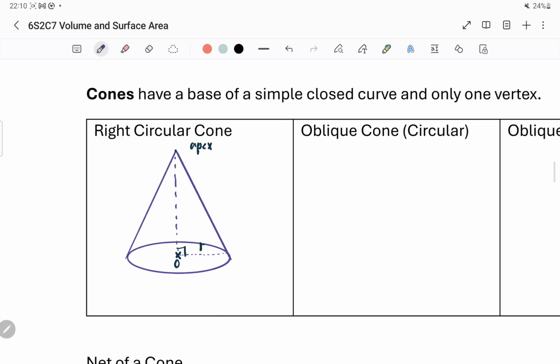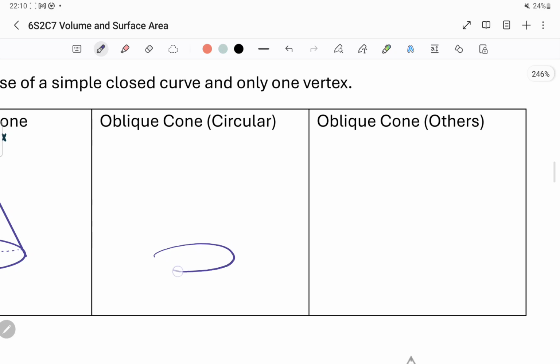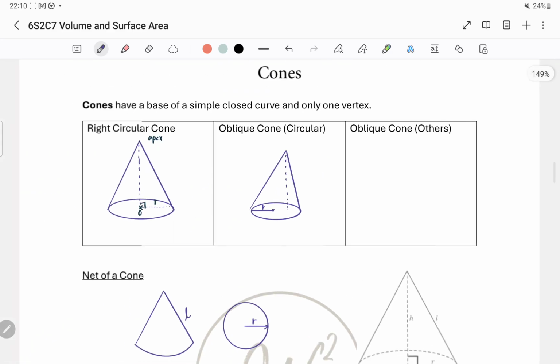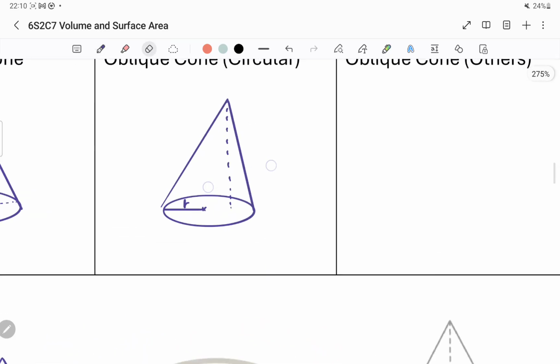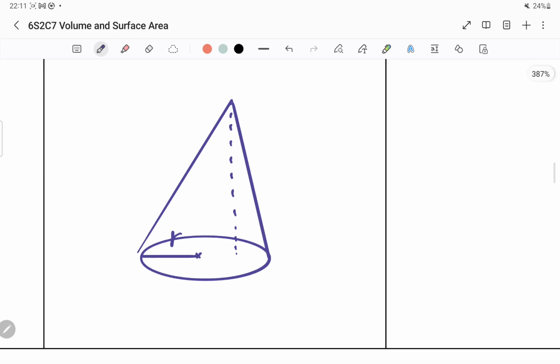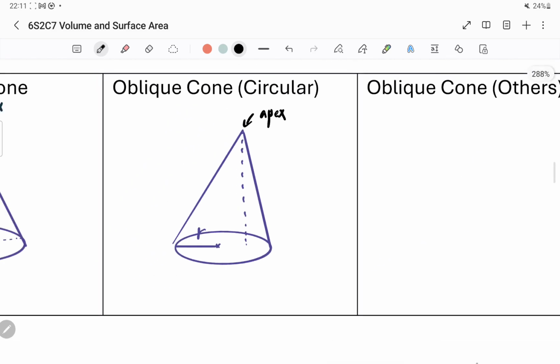But what if today you have a circular base, but your apex is not directly above the center of the circle? Then in this case, we call it the oblique cone. You see my radius at the center of the circle here, because remember, radius is always from the center of the circle. So if your apex is not directly above your center of the circle, it is called an oblique cone.